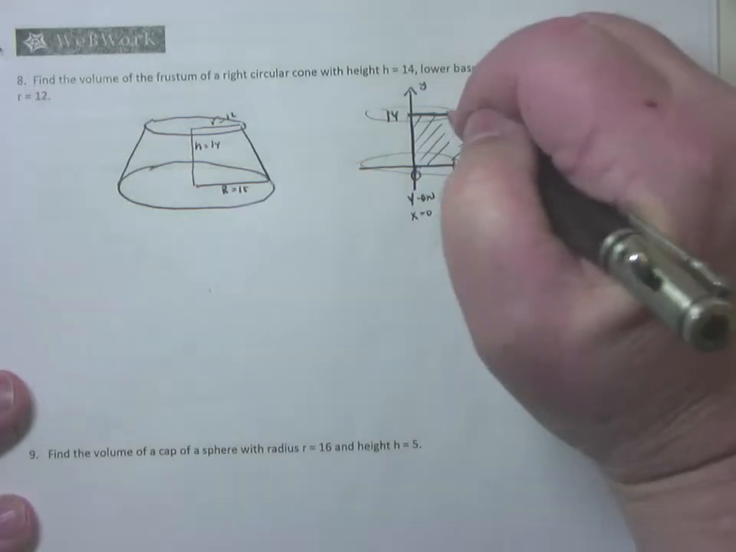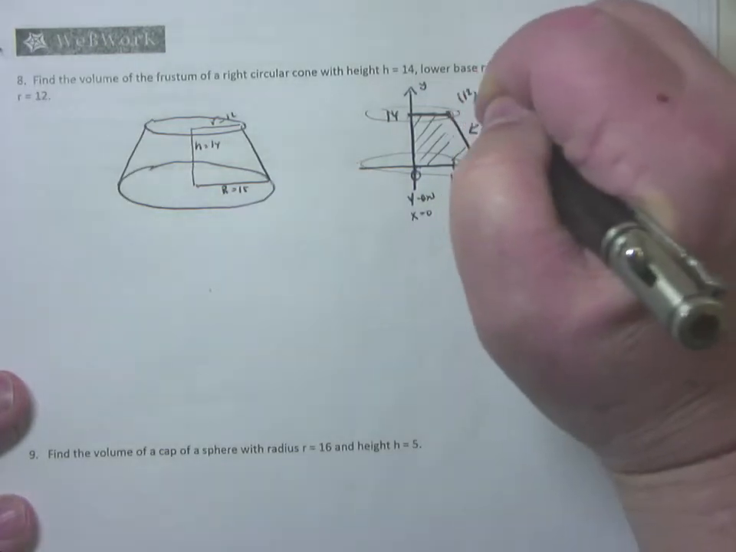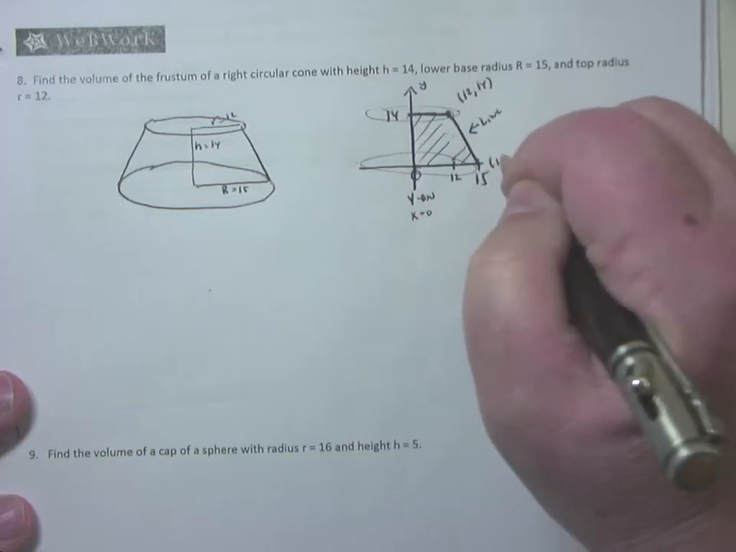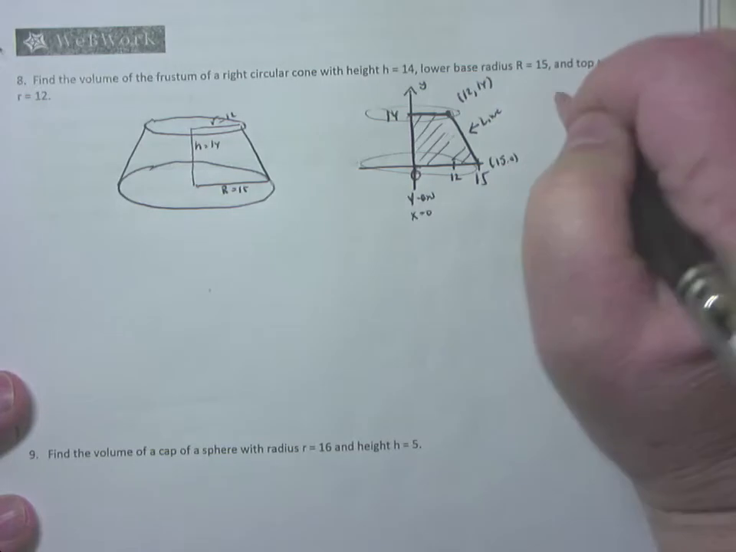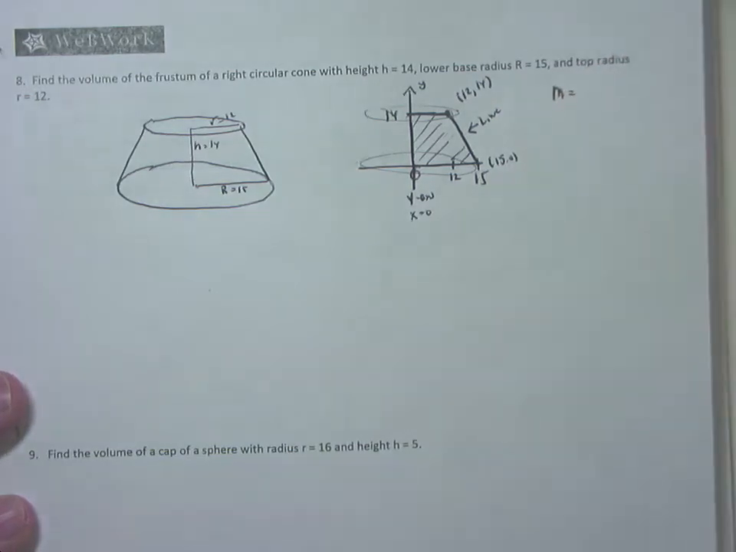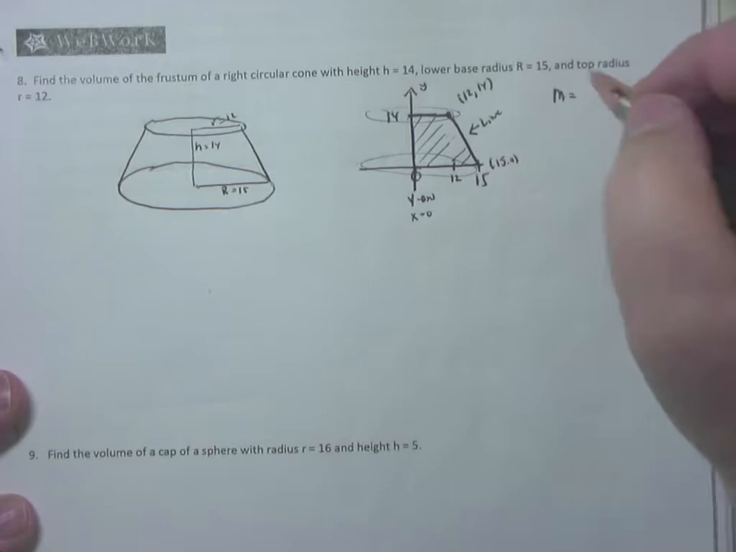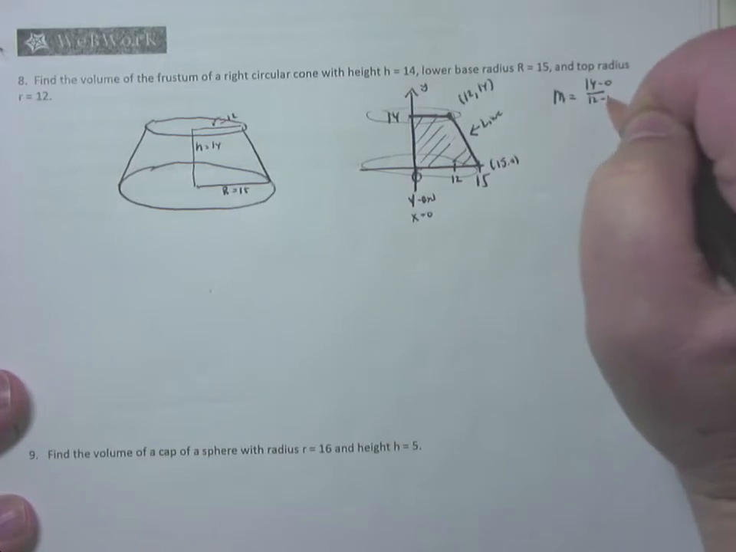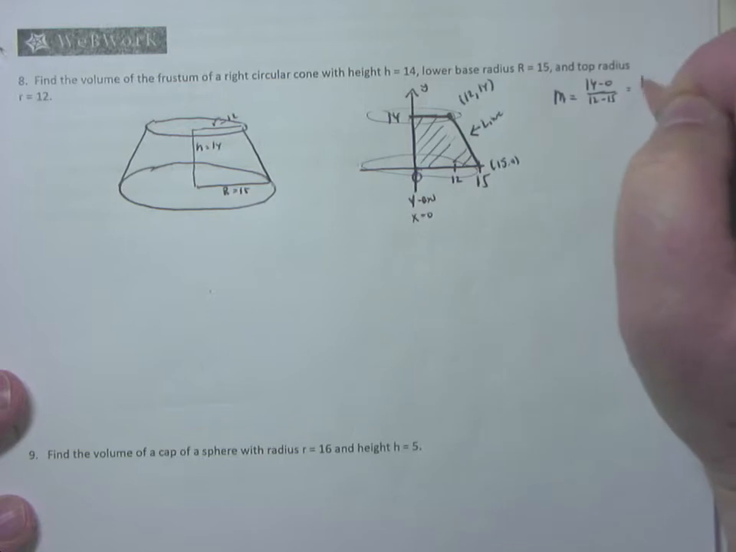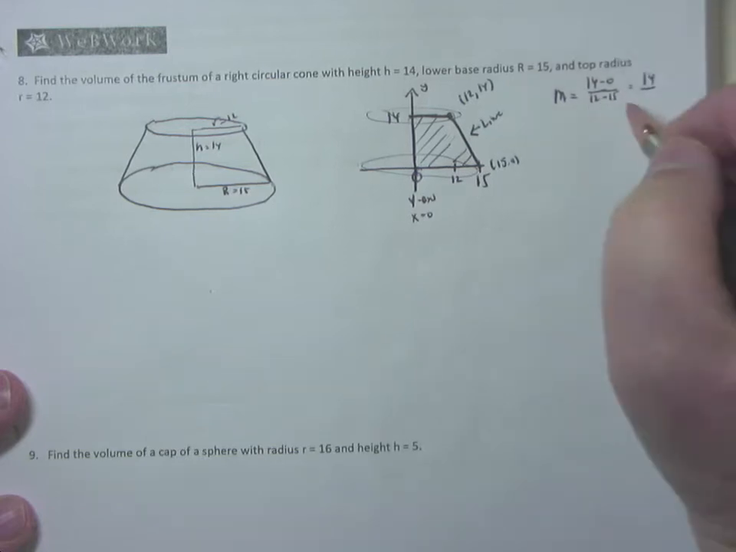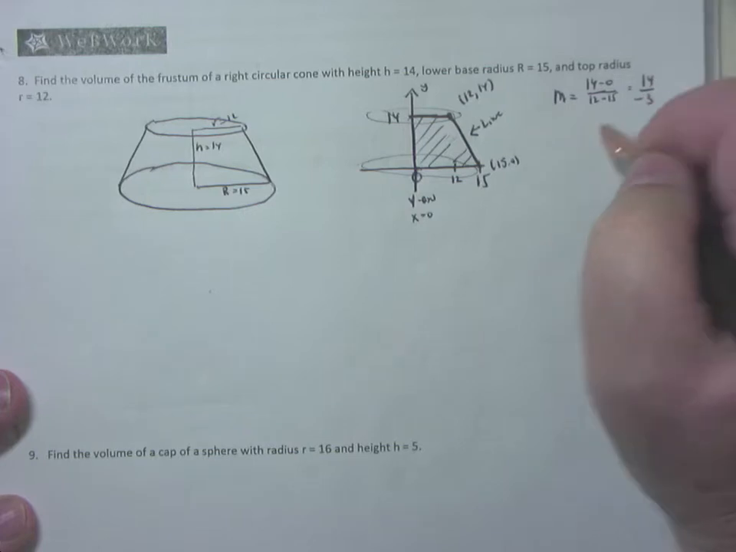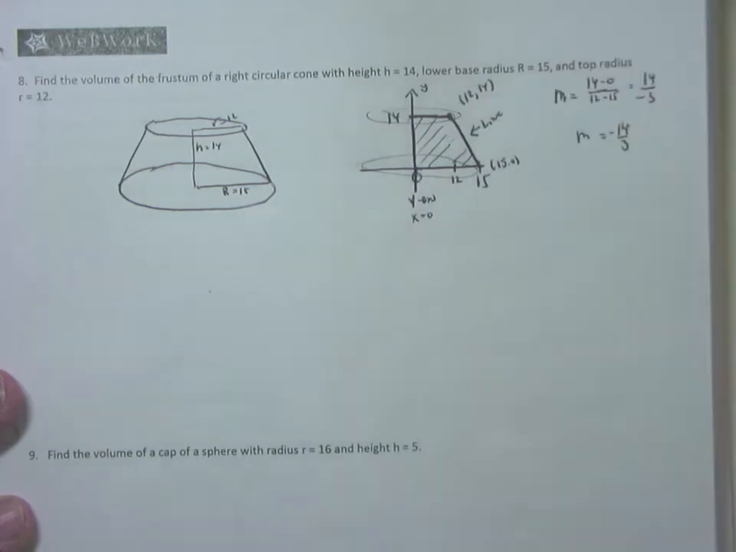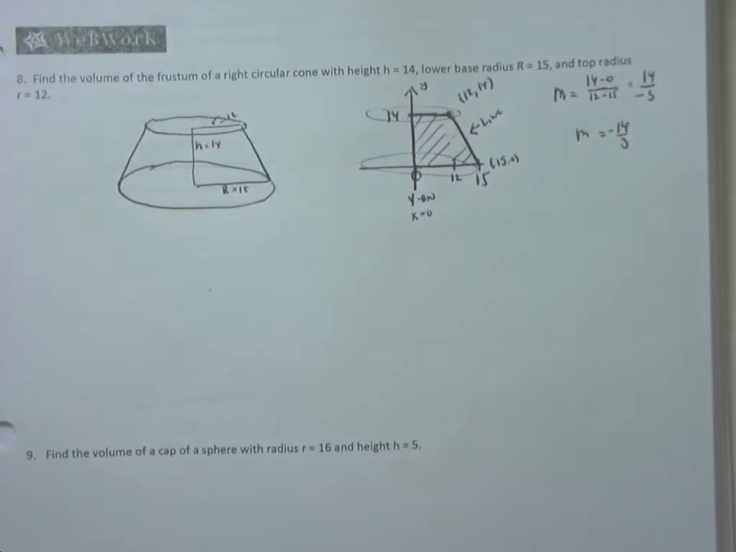There are two points. There's this point here, which goes to the point (12, 14), and there's this point right here, which goes to the point (15, 0). To find a line, you've got to have a slope. Your slope is change in y over the change in x. That'll be 14 minus 0 over 12 minus 15. 14 minus 0 is 14, over 12 minus 15, which is negative 3. So I get a slope of negative 14 thirds. Yeah, WebWork hates me on this one. 14 thirds, there it is. Negative 14 thirds is my slope.